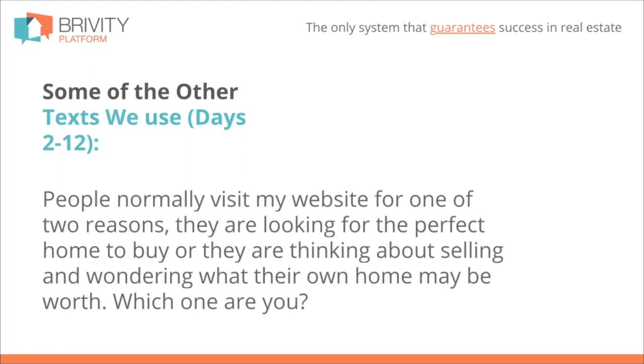This script right here, we use a lot. People normally come to my open houses for one of two reasons. They're looking for that perfect home to buy for themselves, or they're thinking about selling and wondering what their own home might be worth. Which one are you? People generally go on Zillow for one of two reasons. They're looking for the perfect home for themselves, or they're thinking about selling and wondering what their own house might be worth. Which one are you? People generally come to my website for one of two reasons. People generally text on our signs for one of two reasons.